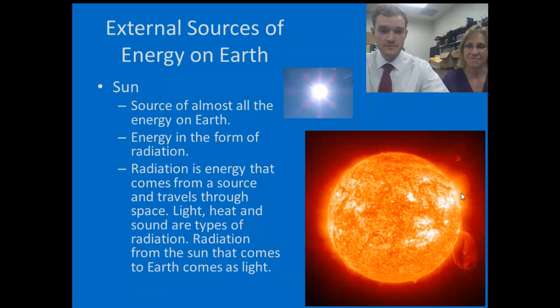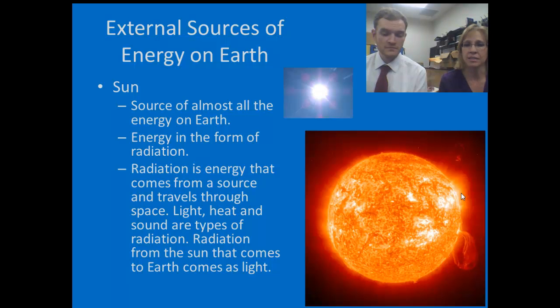sun. So speaking of the sun, we know that the sun is our major source of energy, and it's an external source, meaning that it's not coming from within the earth, it's coming from outside of the earth. The energy from the sun is in the form of radiation. We've all heard of radiation before, but what exactly is that? It's energy, and it travels through space. So in other words, we don't have to be touching the sun to get that energy from it.